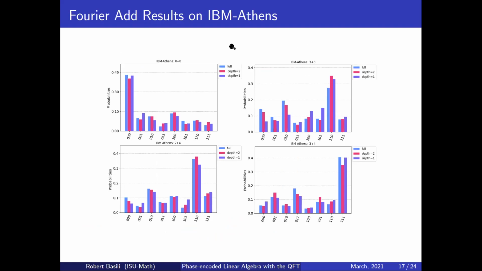Okay, so the Fourier Add results on an actual quantum computer. I tried a number of things, but the only one that really showed something meaningful, without a whole lot of error mitigation and then just squinting your eyes really hard, was on Athens. There are better quantum computers, of course. I just don't have access to them at the moment.